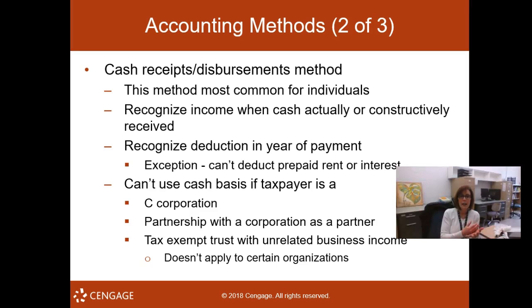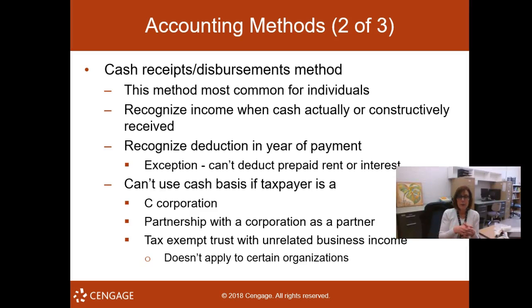There are some limitations. We can't deduct prepaid rent or prepaid interest. So if I get to the end of the tax year and I'm sitting here on a pile of money and I think to myself, gosh, I don't want to pay tax on this profit, maybe I'll just prepay the next year's rent instead, they don't let me take that deduction.